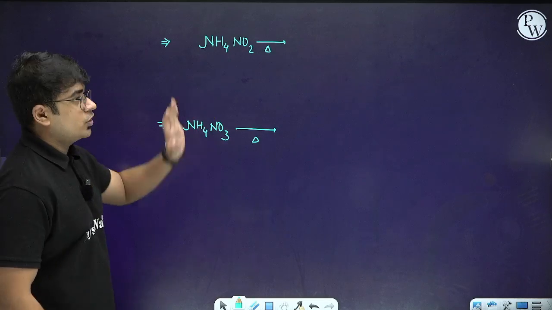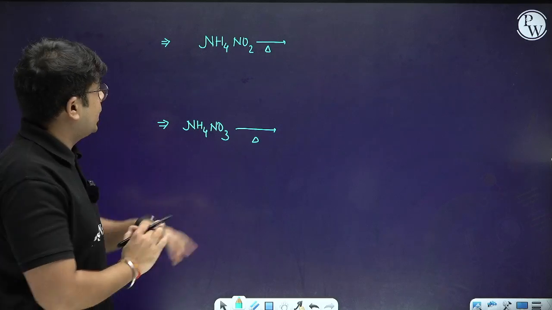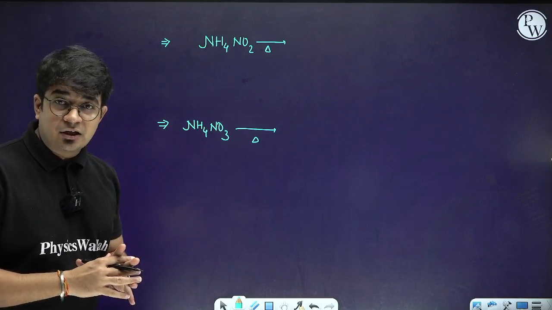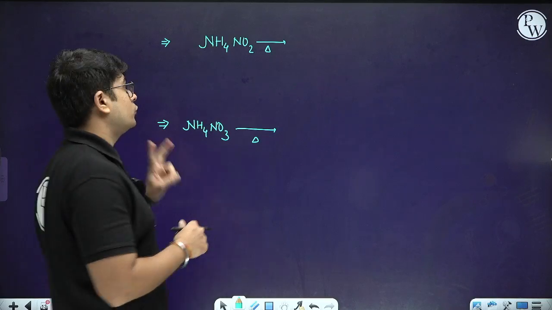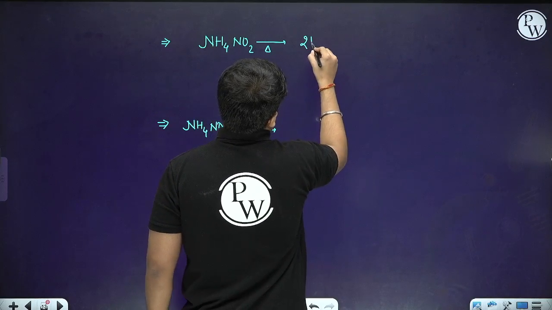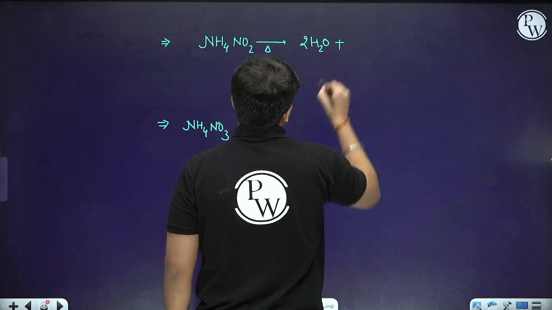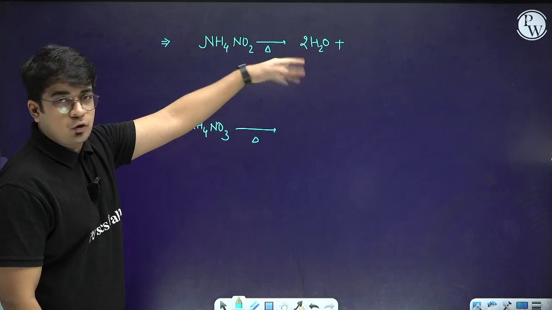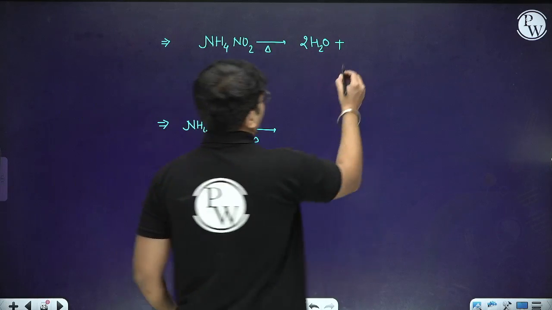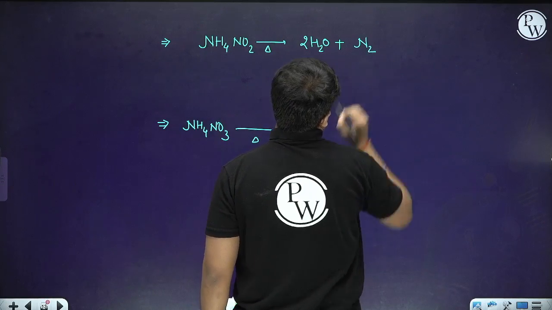So first of all, let's try to figure out the product in this particular case. Again, this species contains hydrogen and oxygen. 4 hydrogens are there. How many water molecules can you remove? 2 water molecules. So that will be 2H2O. Remaining part, 4 hydrogen, 2 oxygen are already gone. Remaining part is N2 only. So that will be N2.